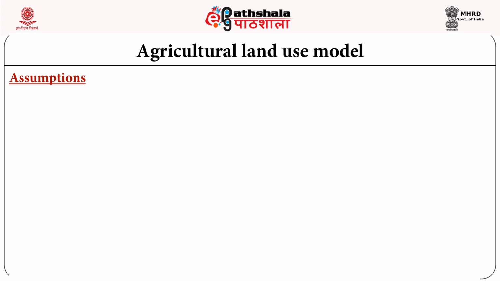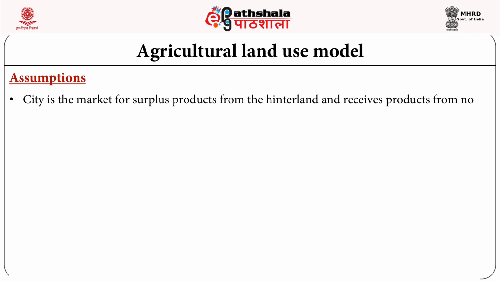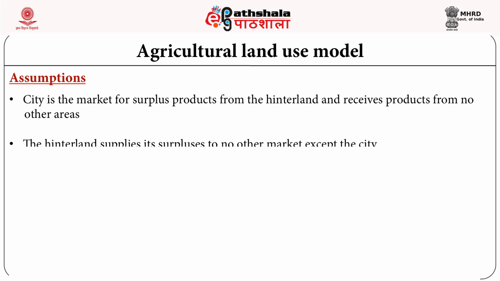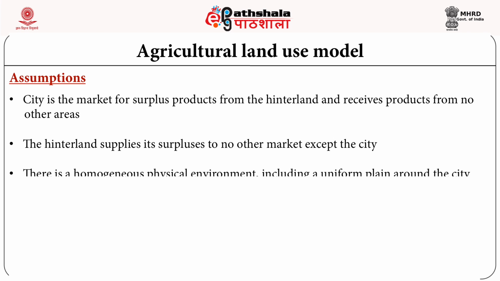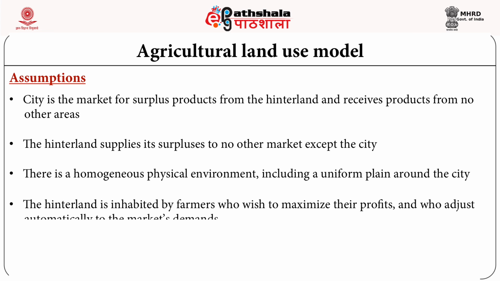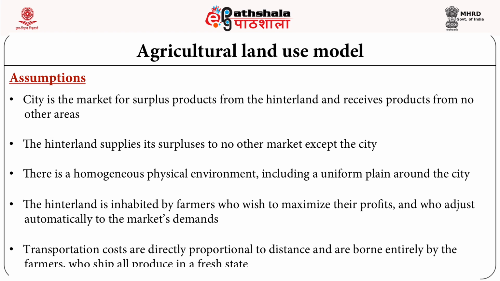Now, the assumptions which were used in this model were as such. It was assumed that the city is the market for the surplus products from the hinterland, and it receives products from no other areas, and the hinterland supplies its surpluses to no other market except the city, and that there is a homogeneous physical environment including a uniform plain around the city, and the hinterland is inhabited by farmers who wish to maximize their profits and who adjust automatically to the market's demands, and that the transportation costs are directly proportional to distance and are borne entirely by the farmers who ship all the produce in the fresh state.